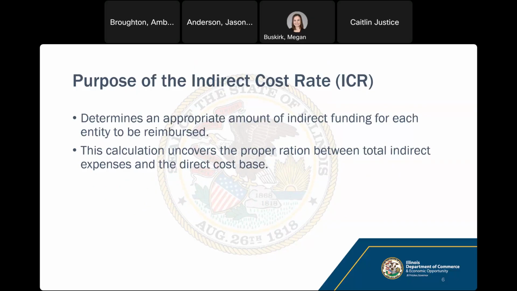Let's talk about the purpose of the indirect cost rate. The purpose of the indirect cost rate election is to determine the appropriate or fair amount of indirect funding for which each program should be reimbursed. This calculation uncovers the proper ratio between total indirect expenses and the direct cost base. The indirect cost rate system is required to be used by all grantees to make an annual indirect cost rate election or negotiate a rate with the State of Illinois pursuant to the federal uniform guidance and as adopted by the Grant Accountability and Transparency Act.